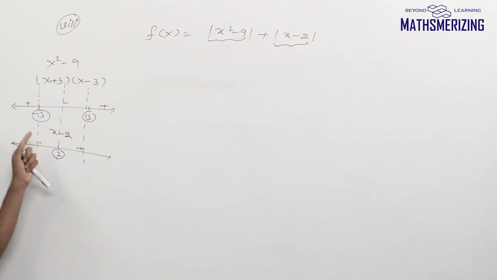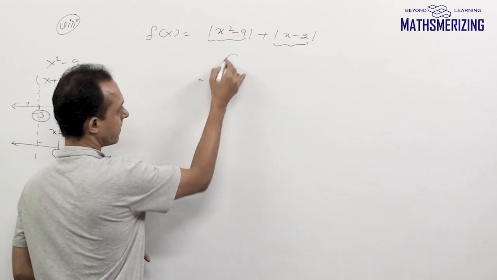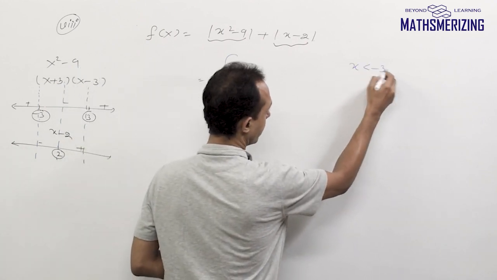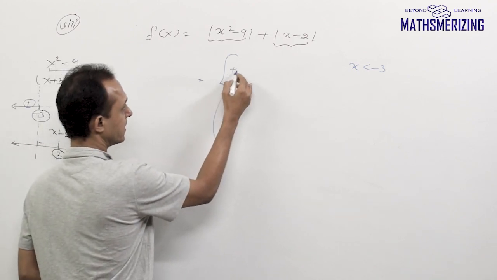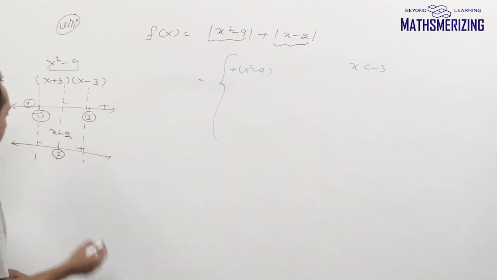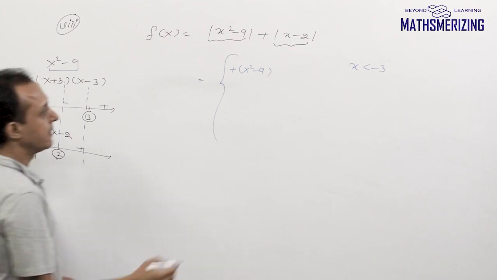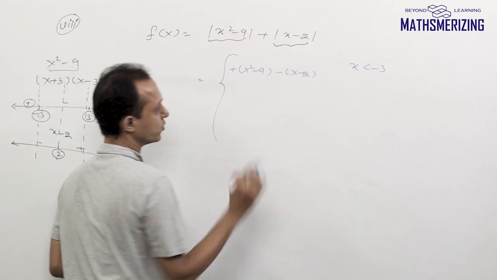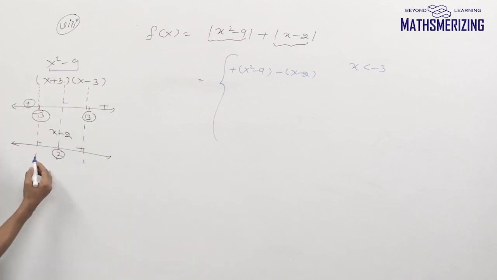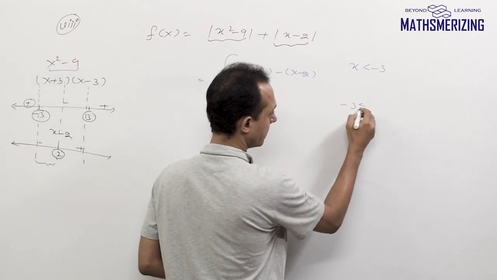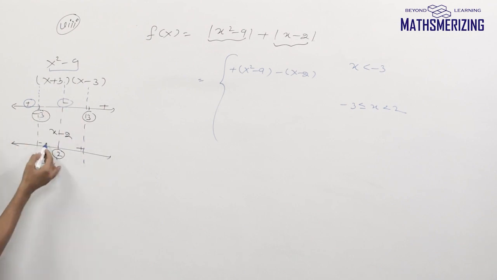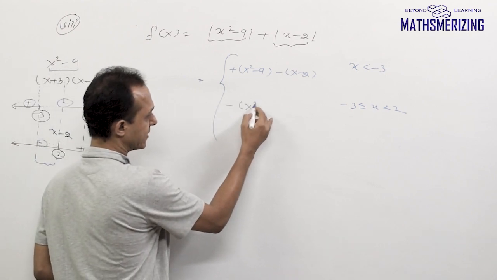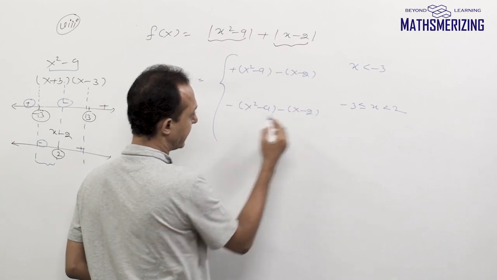Interval number 1 is when x is less than minus 3. Now when x is less than minus 3, x squared minus 9 is positive, so I write a plus sign: plus x squared minus 9, and x minus 2 is negative, so I write minus x minus 2. Now the second interval is when x lies between minus 3 and 2. Between minus 3 and 2, this is minus and this is also minus. So I'll write minus x squared minus 9 and minus x minus 2.